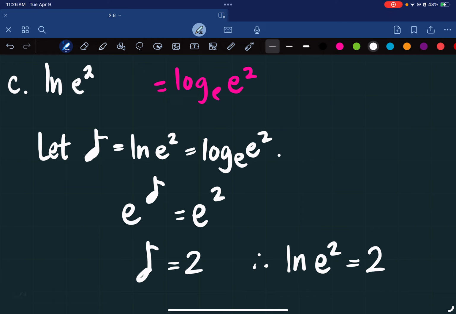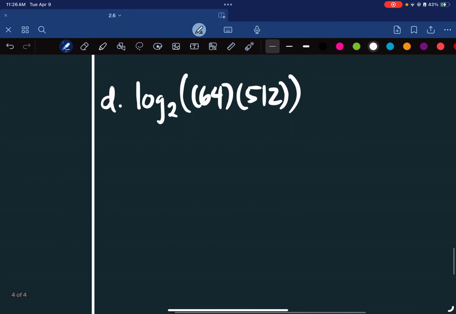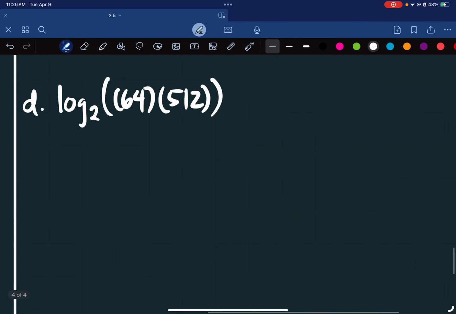So now I hope you are getting the hang of it in evaluating logarithms. Lastly, let's evaluate this one right here. Log of 64 times 512 base 2. As you can see, we have a product of two numbers here. So it might be tempting for us to multiply them. However, let's see first if we can exploit some stuff that we know about exponents before multiplying them. Maybe we can simplify things further.